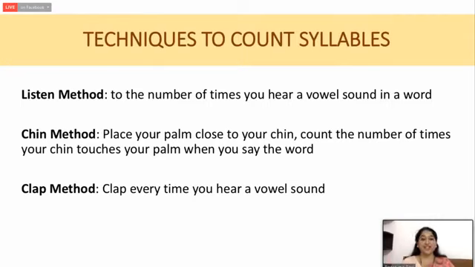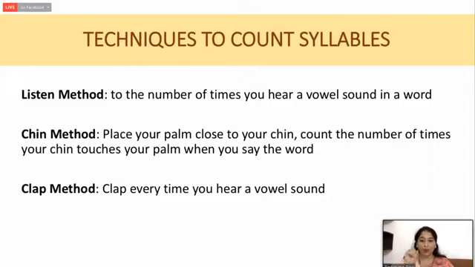The next is the chin method. This is one of my most favorite and also a favorite amongst the young kids that I teach. You need to place your hand right below your chin, right here, and say the word "book." Count the number of times your chin moves.